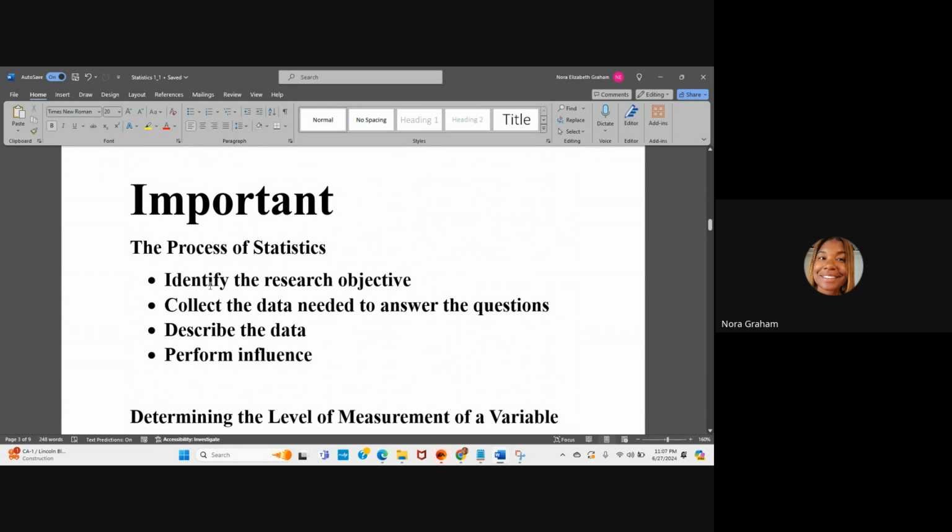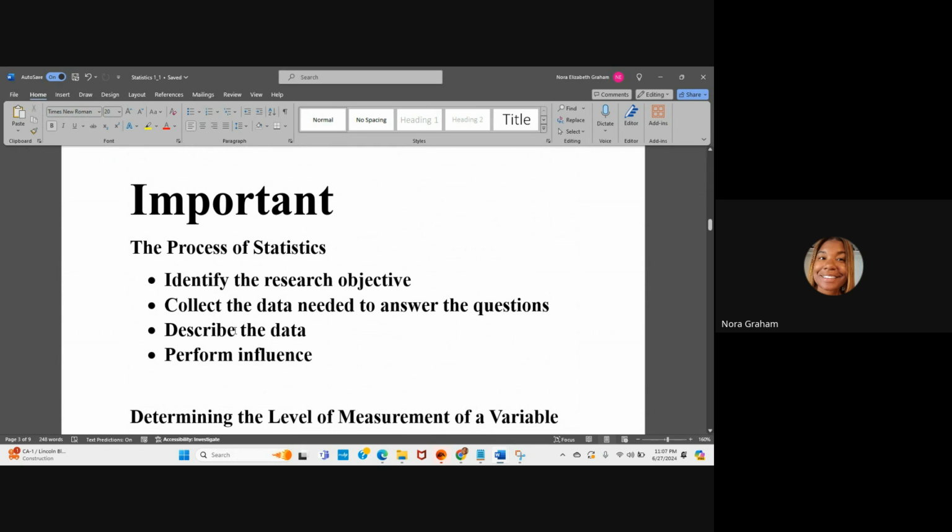The first step is to identify the research objective. So you want to know exactly what your question is, what question you're trying to answer, and what you're trying to study. The second one is to collect data that's needed to answer that question. So once you pose the question, you need to collect certain data and variables that will help you answer this question.